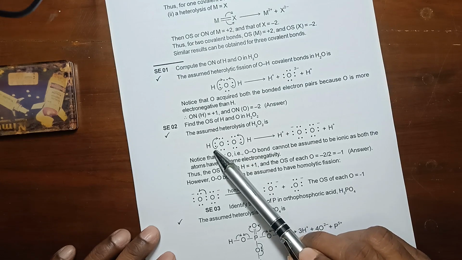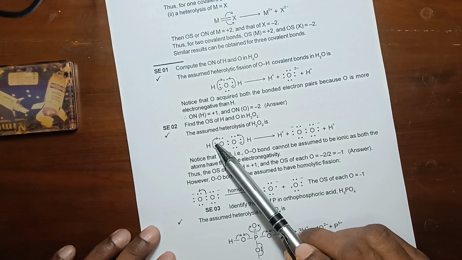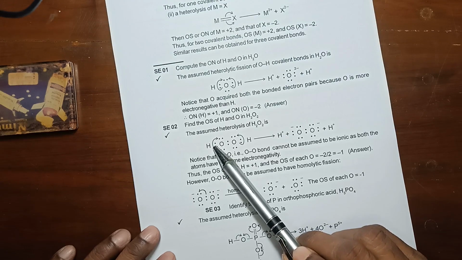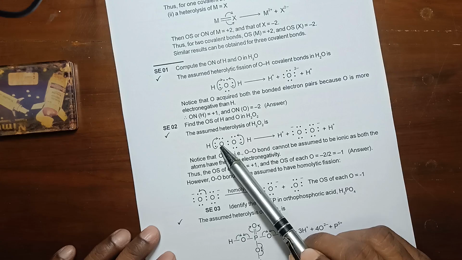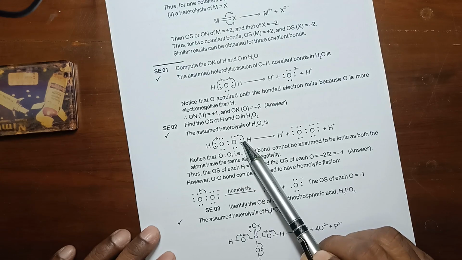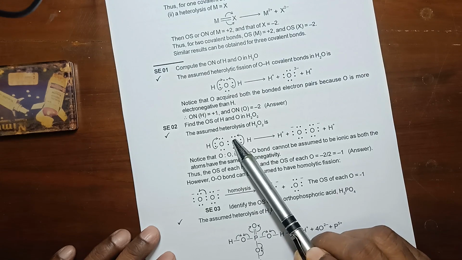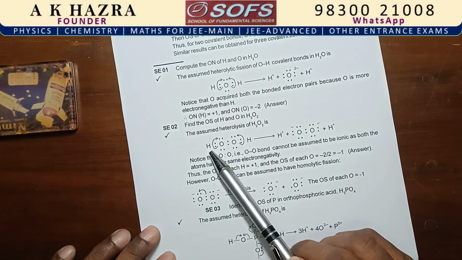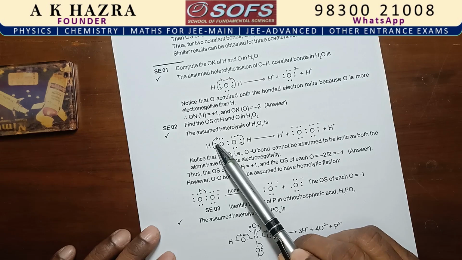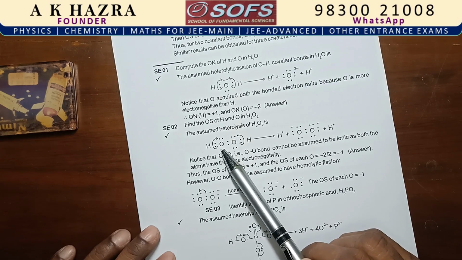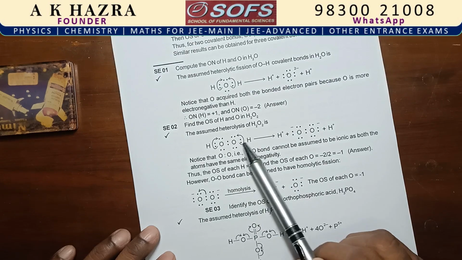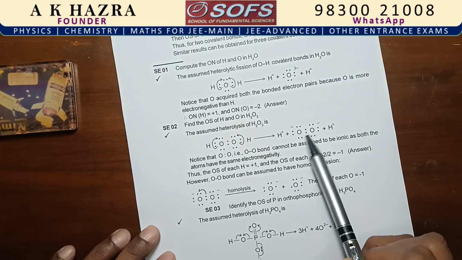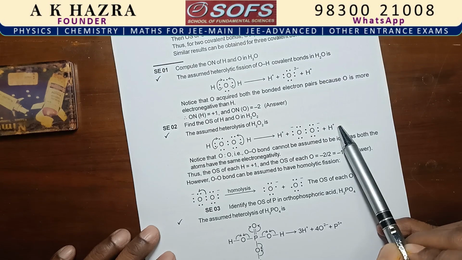For the heterolytic fission, this bond pair will move towards the more electronegative oxygen. Also this bond pair will move to the more electronegative oxygen. So ultimately this hydrogen loses its electron, so it will be plus. This is called the peroxide ion. Peroxide ion will have -1 from the left side, another -1 from the right side, and this hydrogen will have the +1.